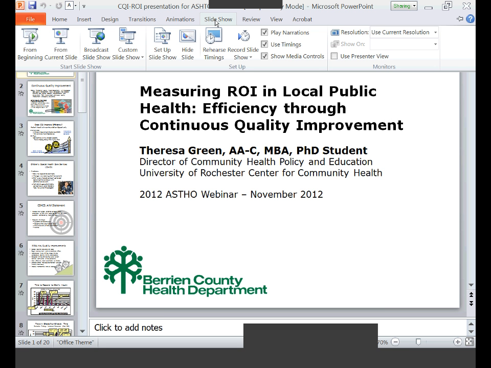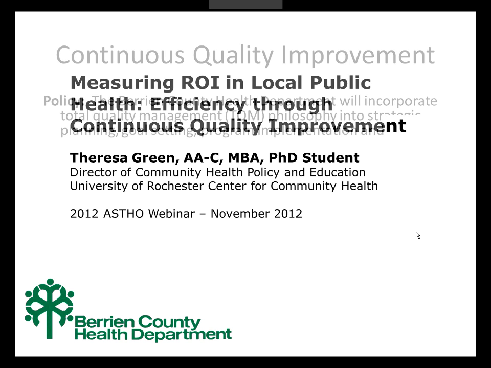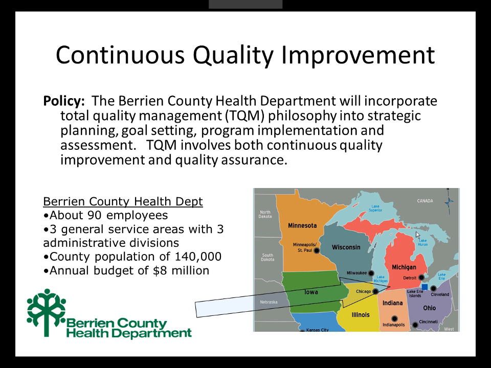Thank you. Hopefully you can see my first slide. As you can see, I'm in Rochester right now, but the information that I'm presenting is from Berrien County Health Department, where I was the Director of Community Health Planning. Berrien County is located in Michigan, and so we are no stranger to accreditation. Michigan has a long history of state accreditation that we've been a part of since the beginning. Our Berrien County Health Department has about 90 employees, 3 general service areas, and a county population of about 140,000 with a much smaller budget of $8 million.